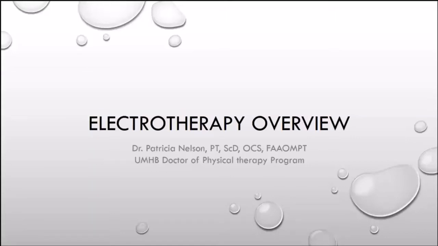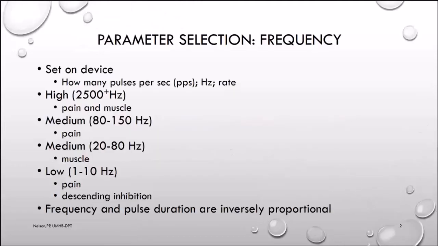This is a short overview of electrotherapy to better refine or put together the terms and the different waveforms and parameters. We're going to start by talking about frequency. This is an item that you set on the device. Frequency is really how many pulses per second, abbreviated as PPS. It's also known as hertz or rate.